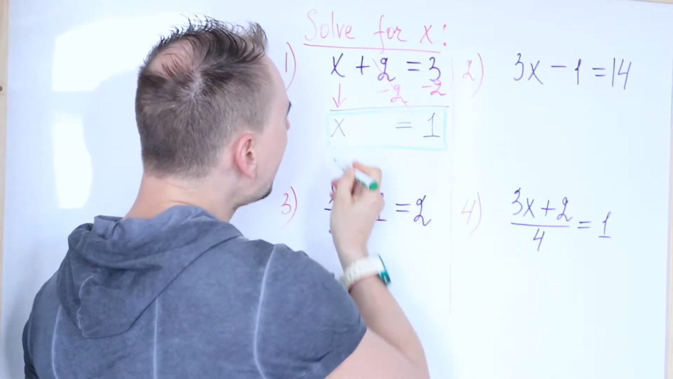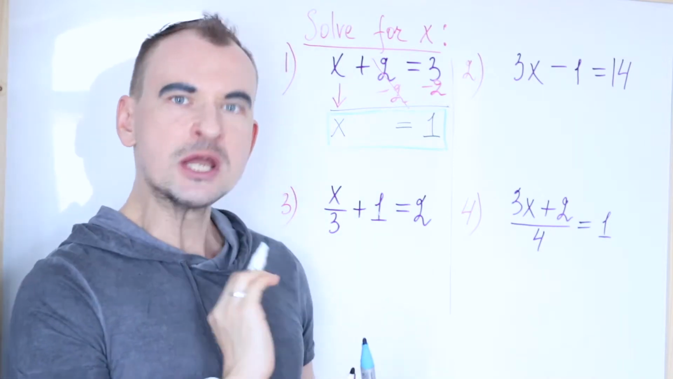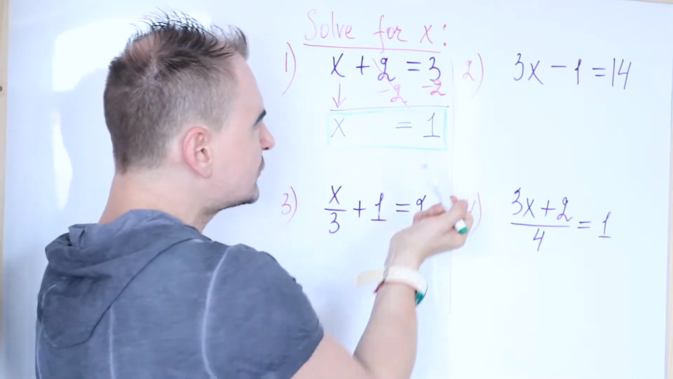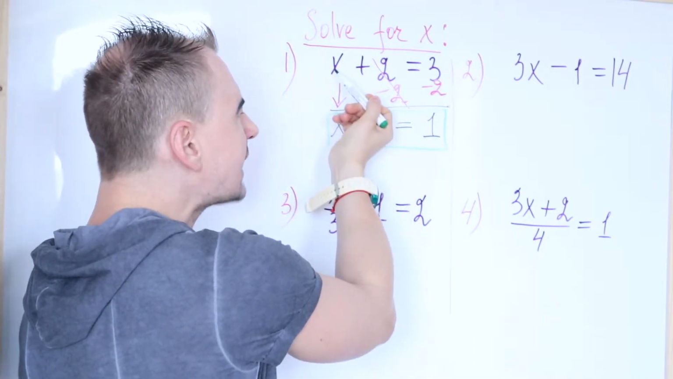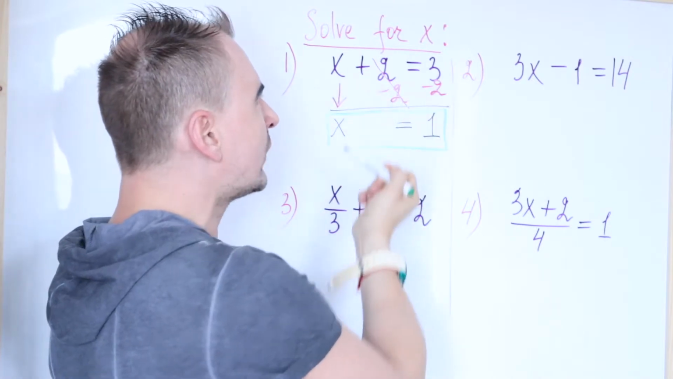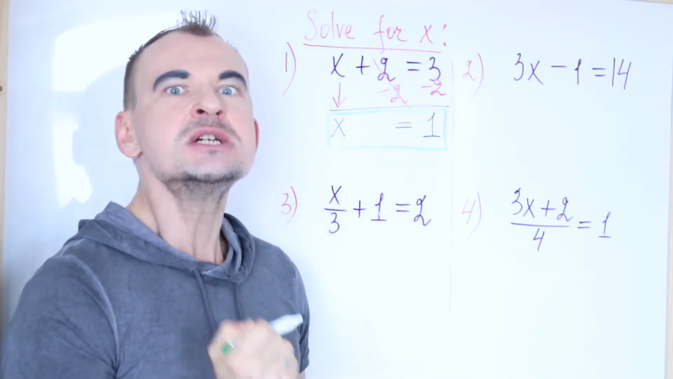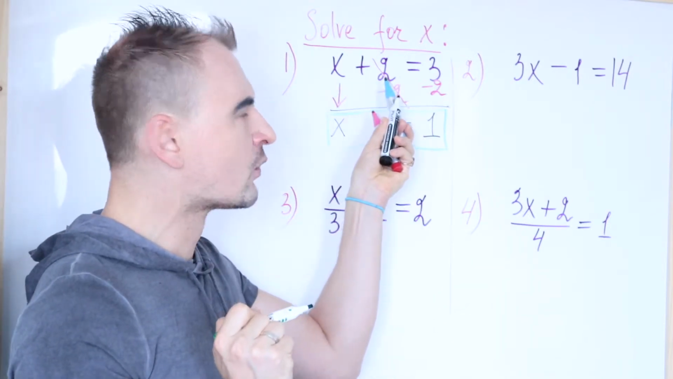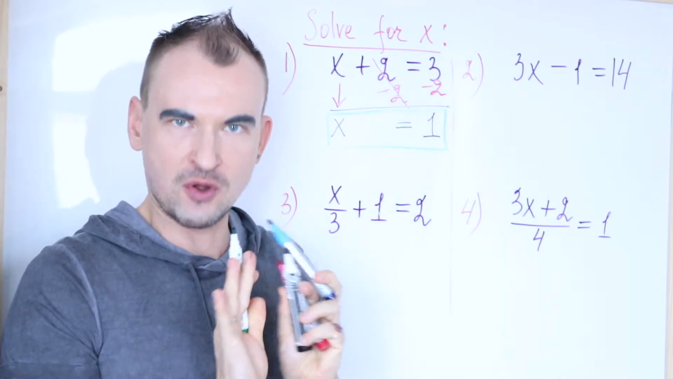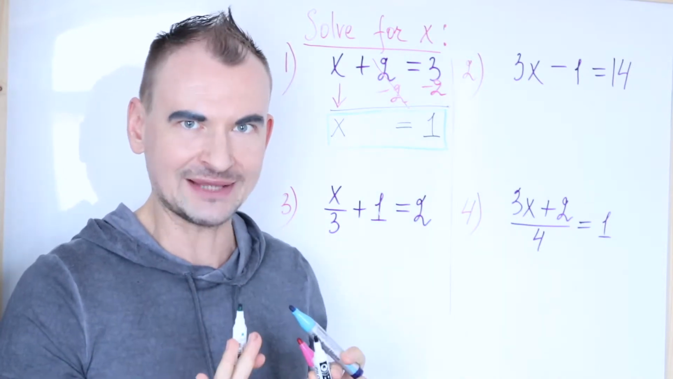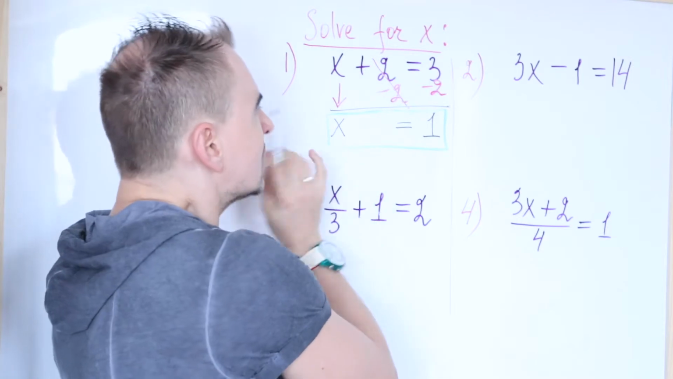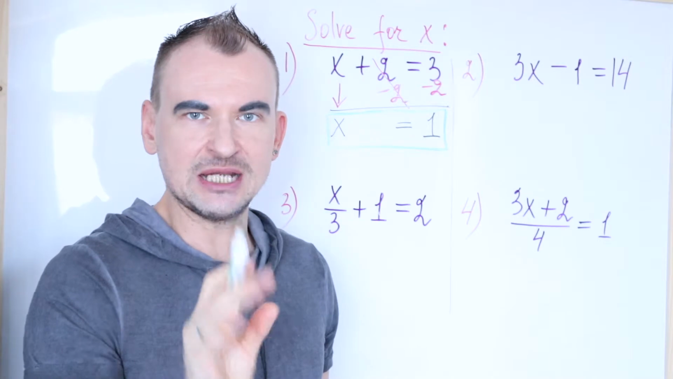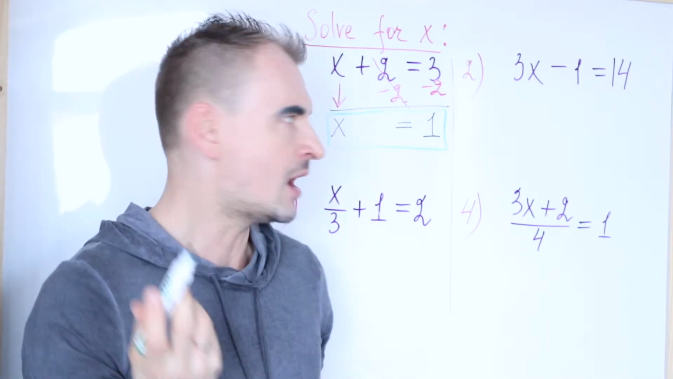At this point, I would suggest you check it. You don't have to write it explicitly, but all you do is take this 1 and plug it in for x into your original equation and see if it works. Since 1 plus 2 gives you 3, we are correct. We are done. Again, the idea is to write your x explicitly and get that number.